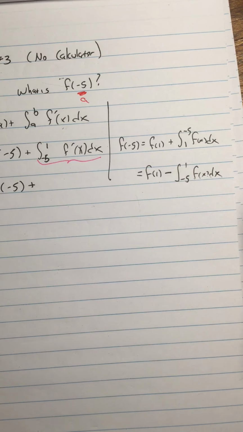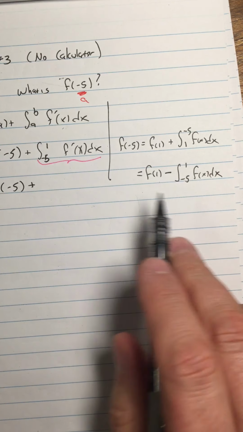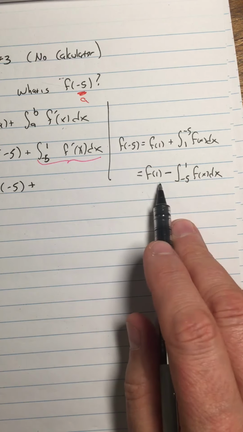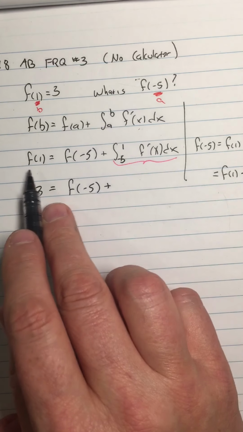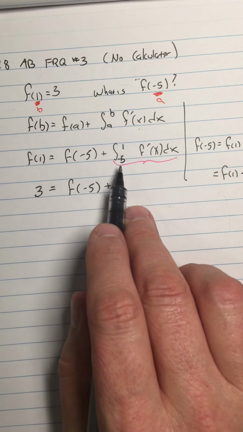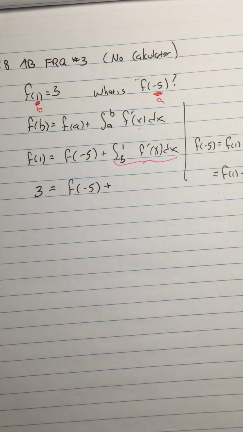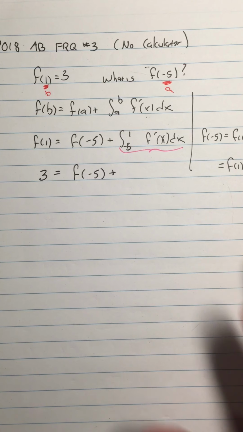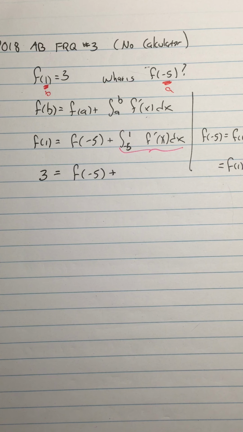And you can take a moment, if you like, to confirm algebraically that this equation, f of -5 equals f of 1 minus the integral, is equivalent to this one, f of 1 equals f of -5 plus the integral. I like this way because you always put the lower number as the lower limit, and I just formally prefer that. But you can do it either way. People do it either way.